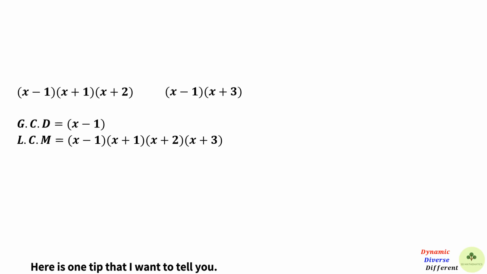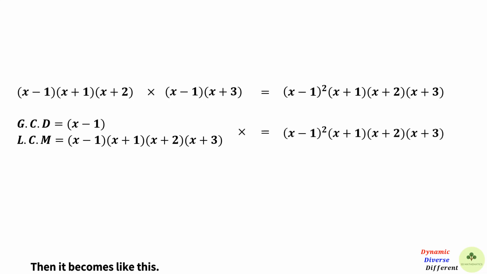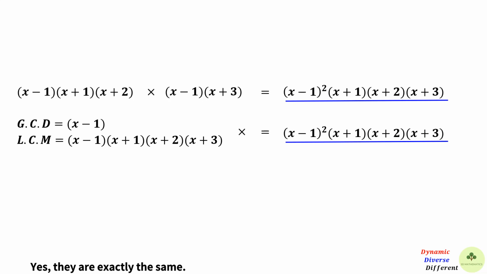Here is one tip that I want to tell you. Let's multiply the two polynomials. Then it becomes like this. Now let's multiply their greatest common divisor and least common multiple. Then it becomes like this. Yes, they are exactly same.